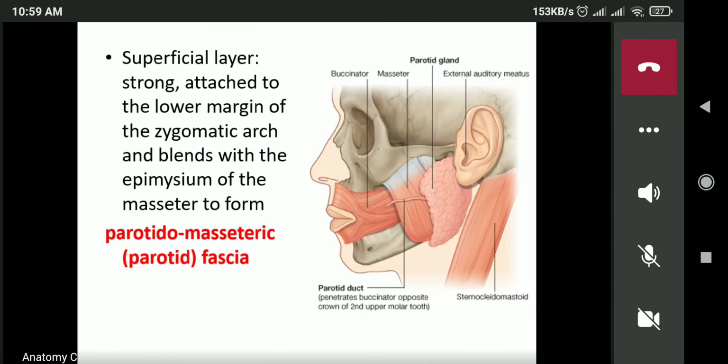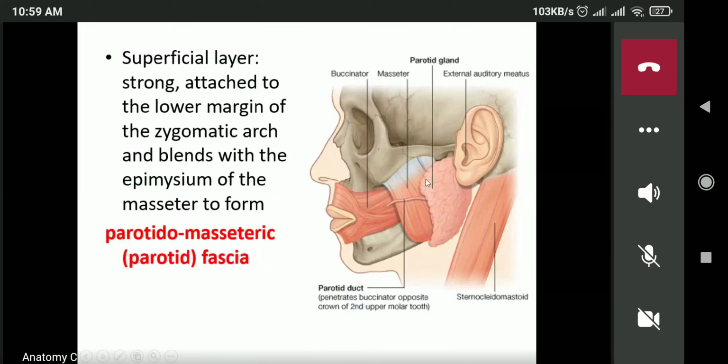The superficial layer of the investing layer of the deep cervical fascia is strong, attached to the lower margin of the zygomatic arch. So here we can see the zygomatic process of the zygomatic bone and the temporal bone itself. This is attached in the lower margin of the zygomatic arch and blends with the epimysium of the masseter muscles to form the parotidomasseteric fascia or the parotid fascia.